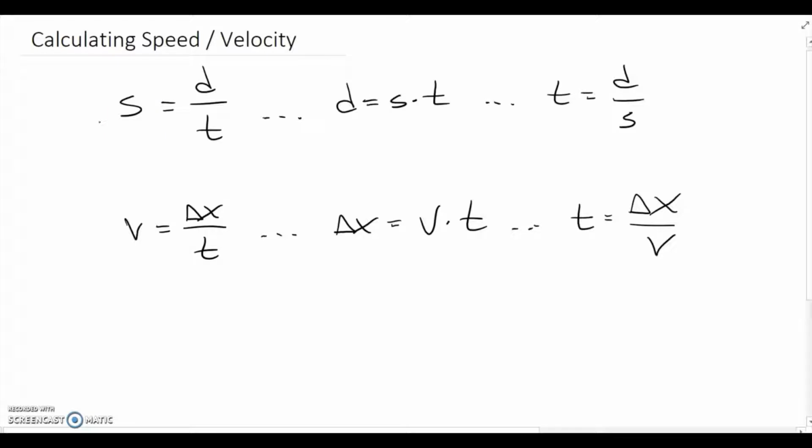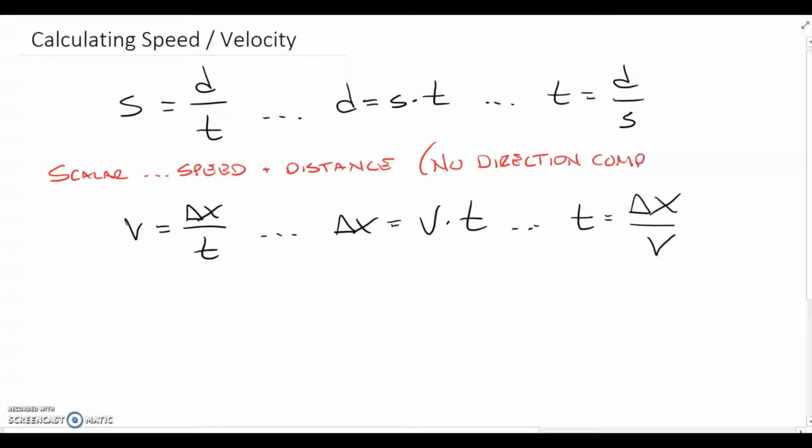All right, so this is a scalar quantity. Scalars are like speed and distance. They have no direction component. They're just an amount. We call that a magnitude.